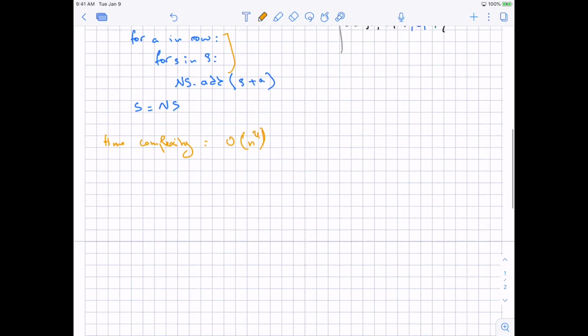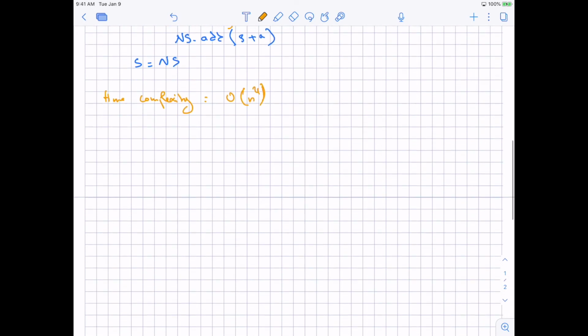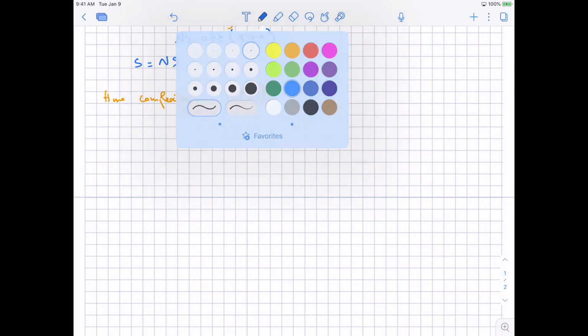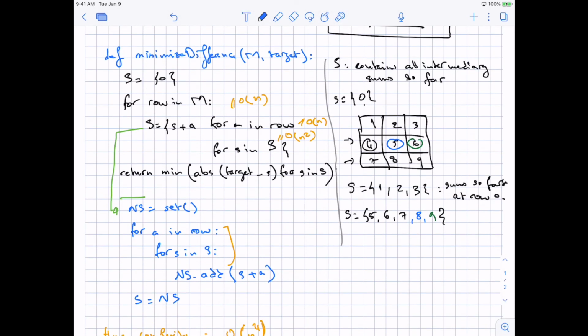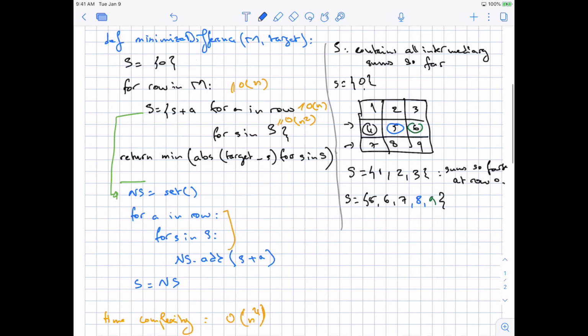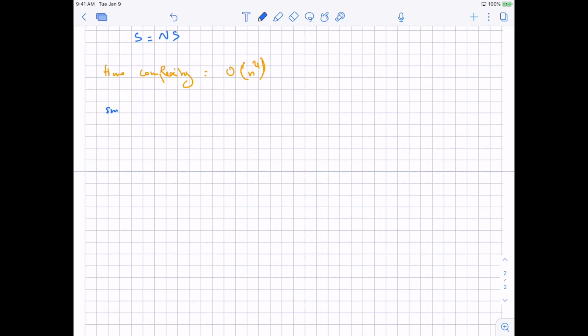So there is one observation that we can make, which is, for a matrix here, if we take the smallest value in each row and sum it up, that will give us the smallest possible sum, right? So we can take the smallest sum. That would be just the sum of the minimum of each row, for each row in the matrix.